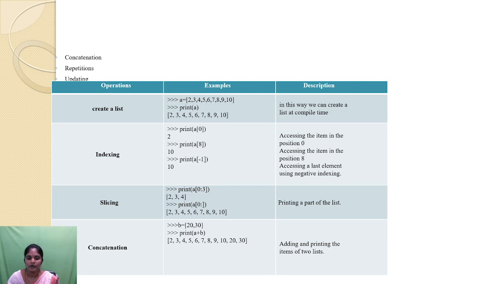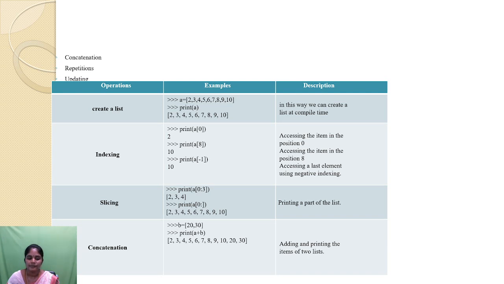So first, we are creating a list. How can you produce the output? First, you just give print A. Print A displays the elements included in the A variable: 2, 3, 4, 5, 6, 7, 8, 9, 10. Next, let us move on to the operations performed on the list.